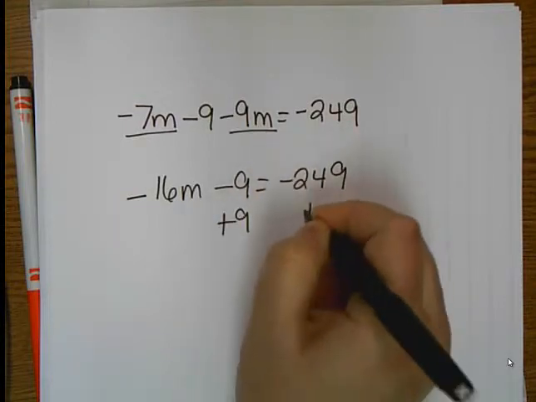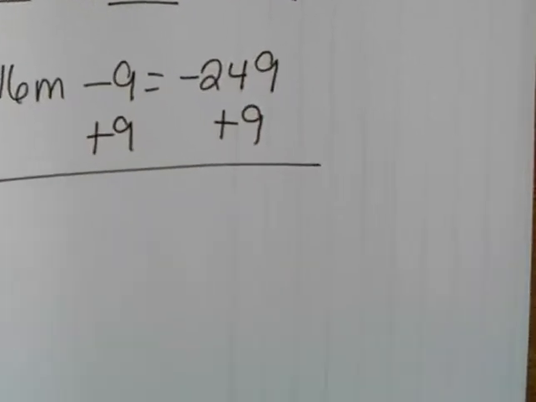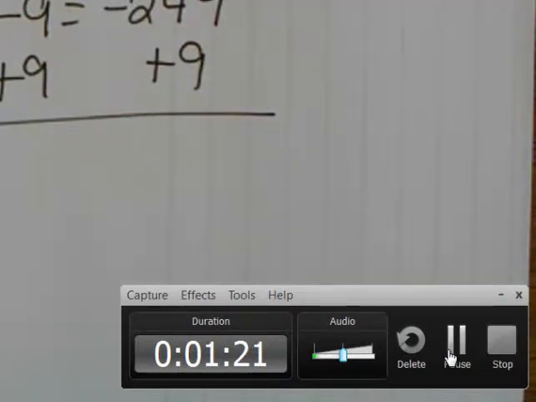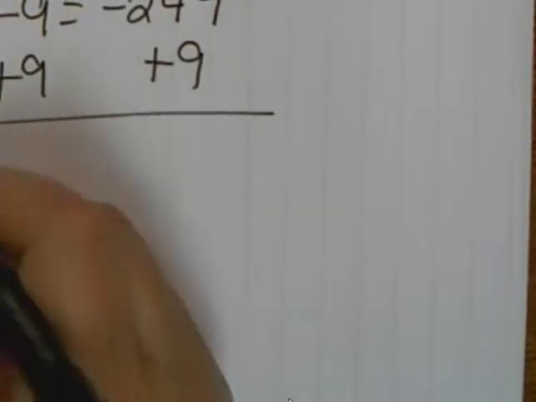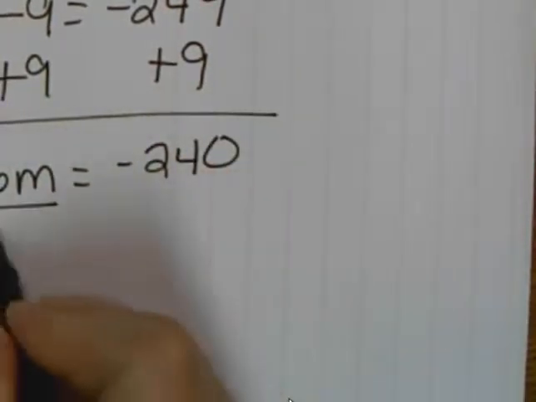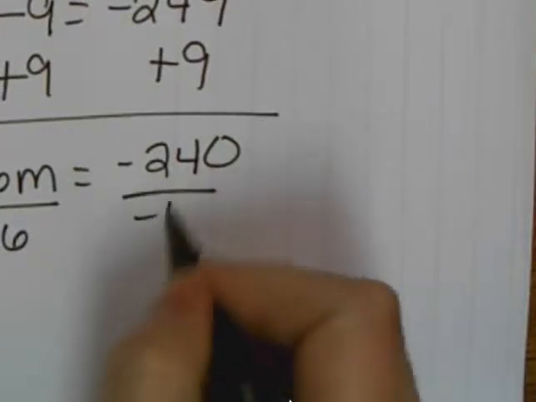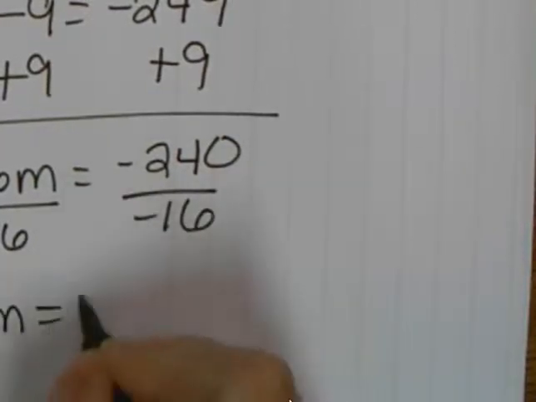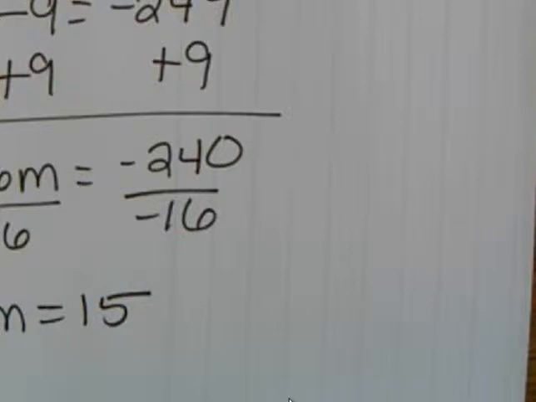Going to add 9 to both sides. And that's going to give me negative 16m equals negative 240. Divide both sides by negative 16, and m equals 15. How'd you do? All right, let's try another.